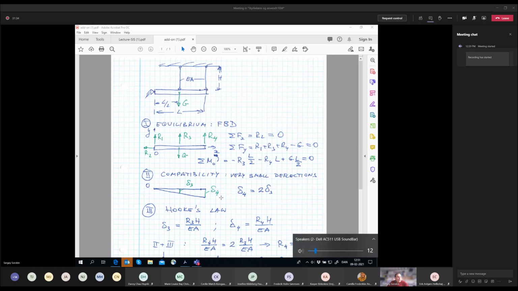Otherwise, we cannot do the compatibility in this simple way. But this is something which has been used for 300 years in all the structures, and probably intuitively even before that. This is how engineering matured, using these assumptions.